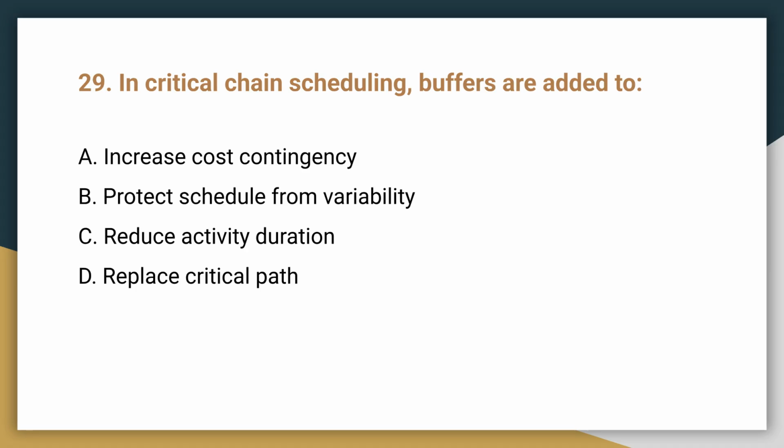Question 29. In critical chain scheduling, buffers are added to. The correct answer is B. Protect schedule from variability. Critical chain buffers safeguard the project timeline against uncertainties.